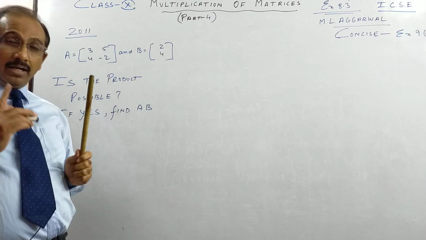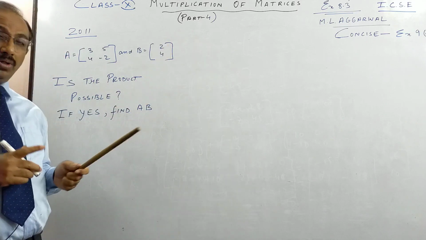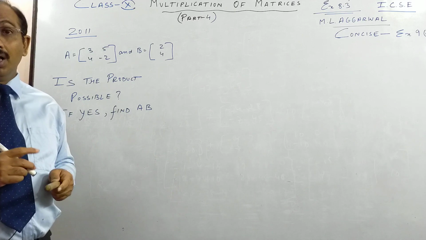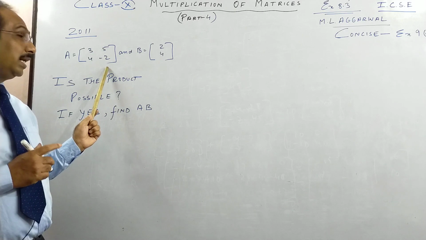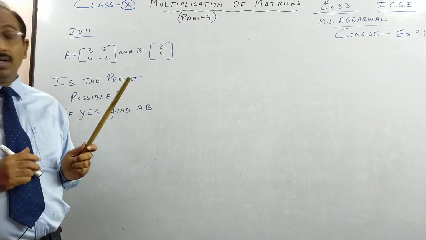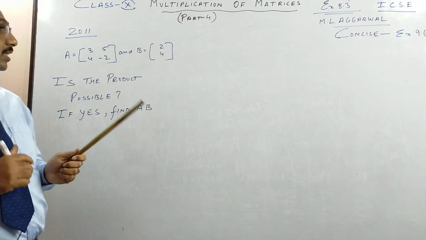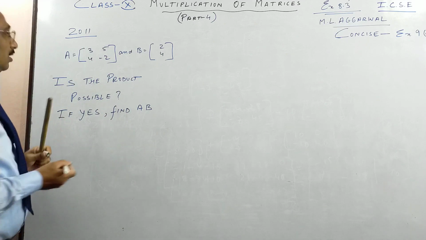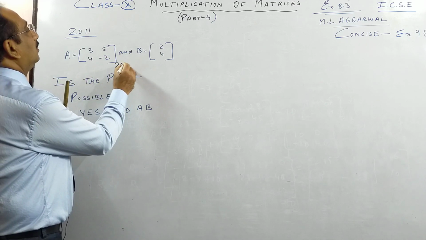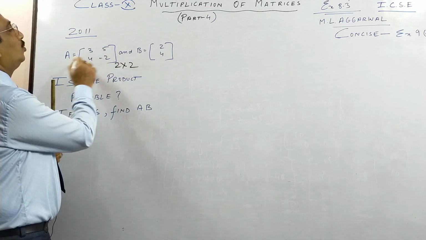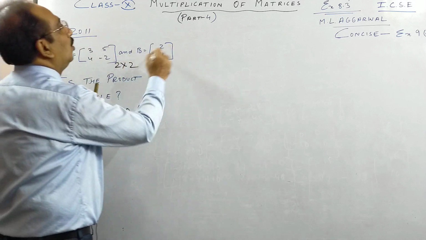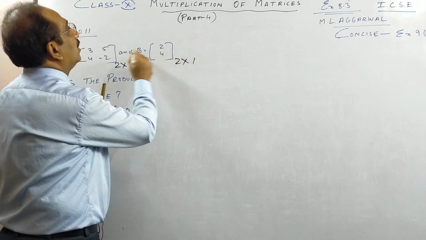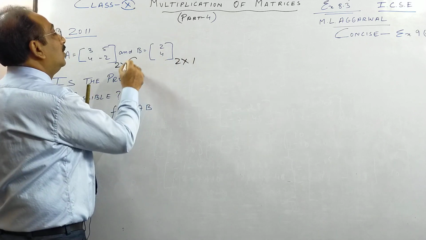They can be multiplied. Remember, in part 2 I told you that for addition and subtraction you need the same order. Sorry, they can be added or subtracted only with the same order, but for multiplication they can have different orders. But see here, what is that but? This is 2 by 2, 2 rows 2 columns, and 2 rows 1 column.